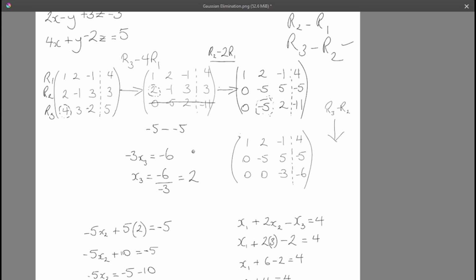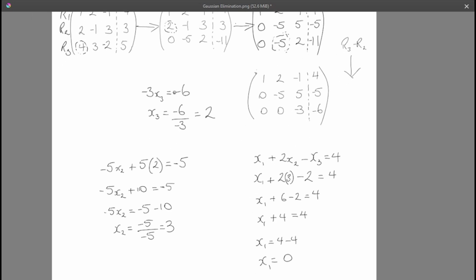Okay, now that we get these three to be zeros, it's easy to just solve the equation. So we can say that minus 3x3 is equal to minus 6.